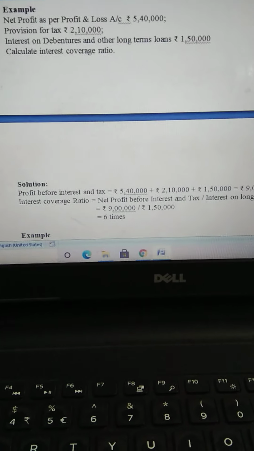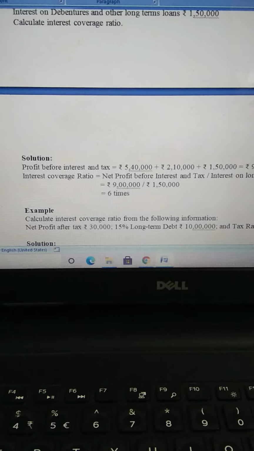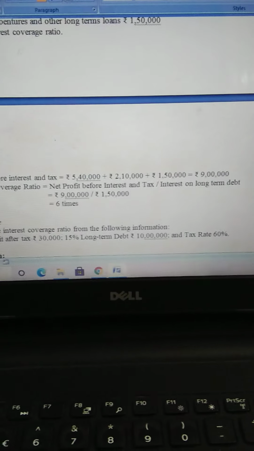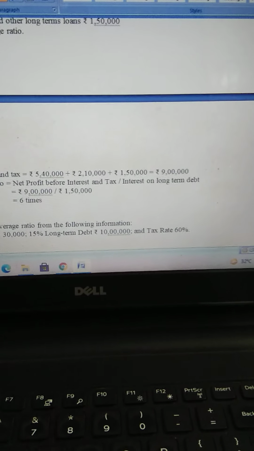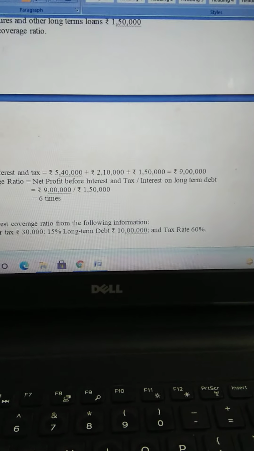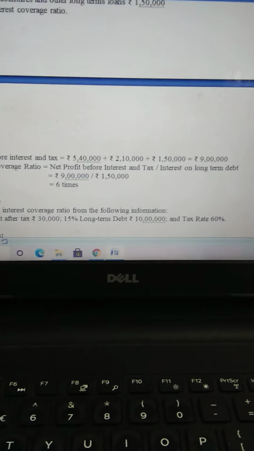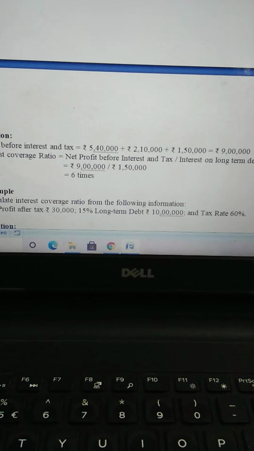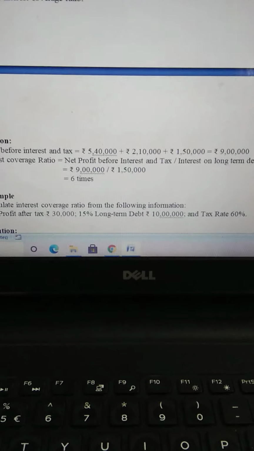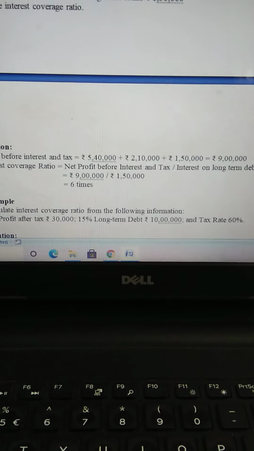Look at the solution. Profit before interest and tax is 5,40,000 plus 2,10,000 plus 1,50,000, 9 lakh. Interest coverage ratio, the formula is actually net profit before interest and tax, it should be divided by interest on long term debt. We have already calculated the profit before interest and tax, that is 9 lakh. It should be divided by interest on long term debt 1,50,000.